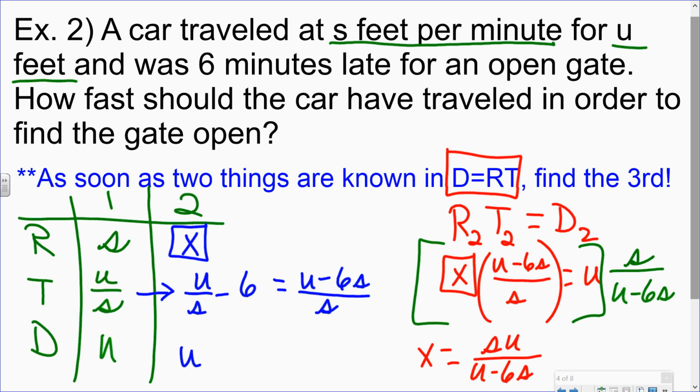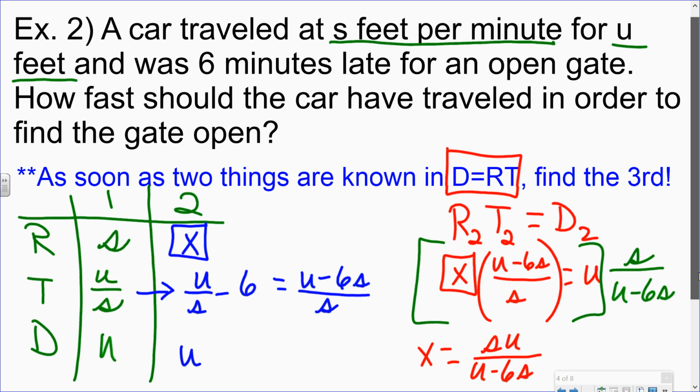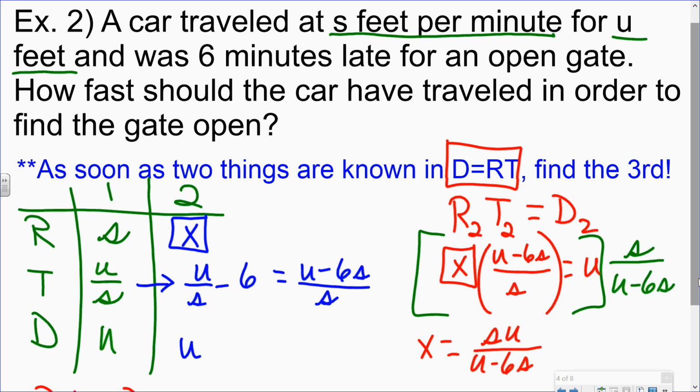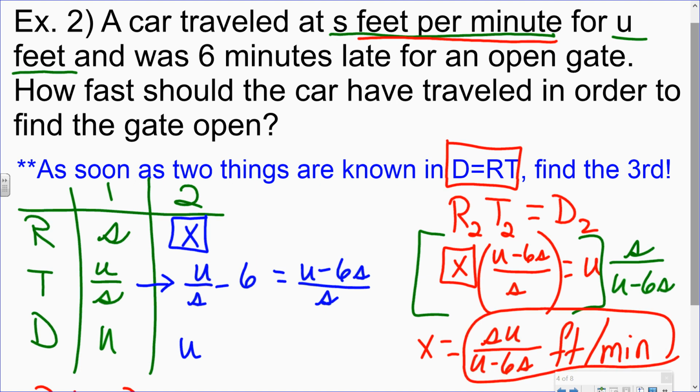This was how fast should the car have traveled, so that's a rate. And our units for rates are feet per minute. So we label that feet per minute. And that is the rate that we were looking for. Kind of weird, I know, but anybody with questions on that? Okay, let's do one more of these.